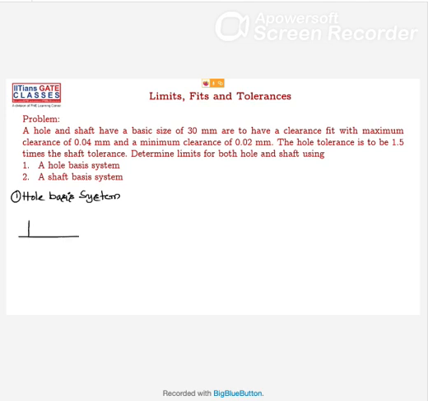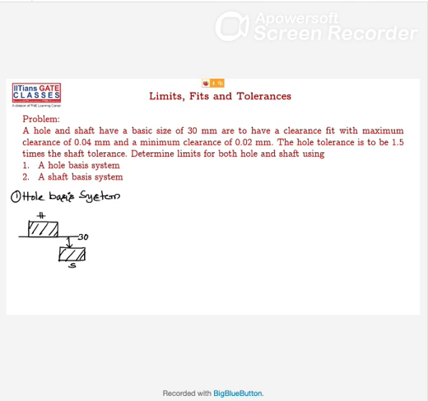This is your basic hole, and the shaft lies somewhere else. Let's have hole and shaft with a basic size of 30. So obviously this is your 30. He's saying that to have a clearance fit, obviously the shaft will be somewhere below here. This will be your shaft, clearance fit. This is hole and this is shaft. With a maximum clearance of 0.04 and minimum clearance of 0.2. So this is your minimum clearance.